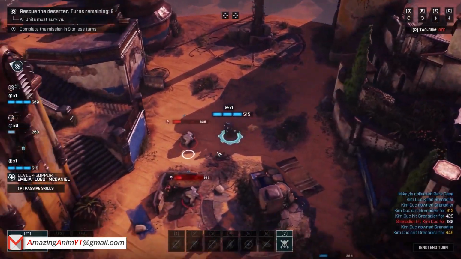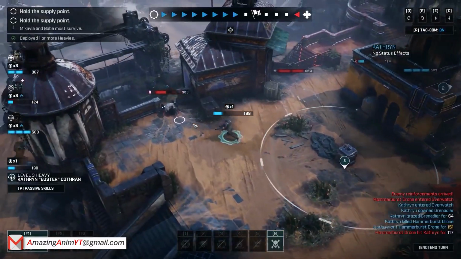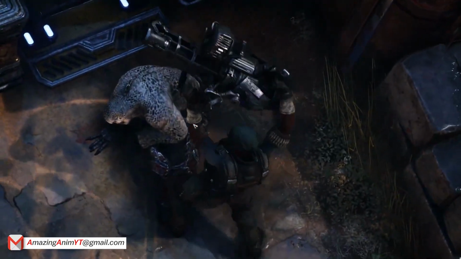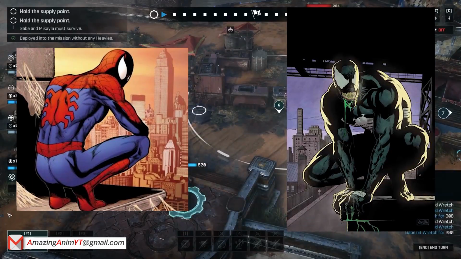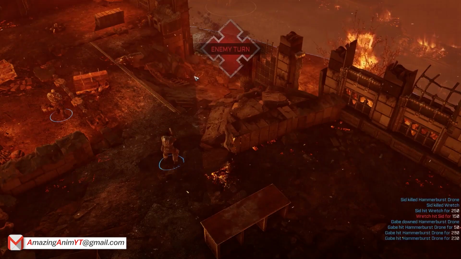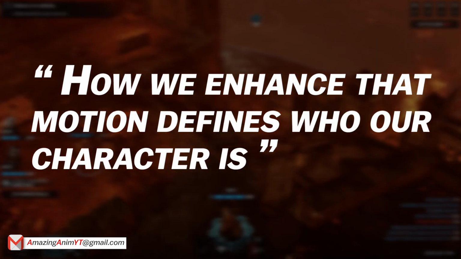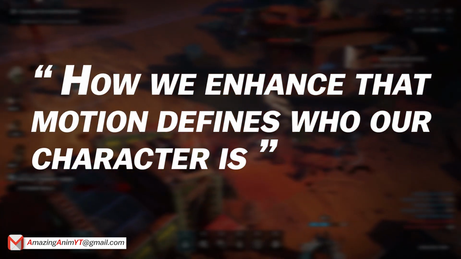The secondary action. For me, the secondary action really entails who your character is. Because once again, if I sit down and you sit down, depending on our moods, depending on how we're feeling right now, we're going to sit down entirely different. The action, the motion, is us sitting down. However, how we enhance that motion defines who our character is.